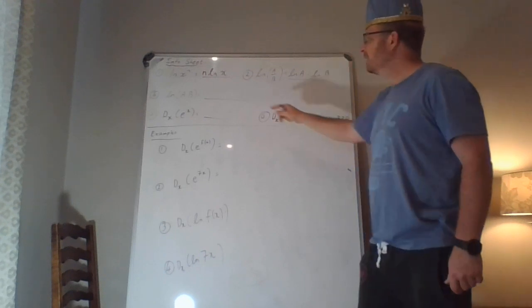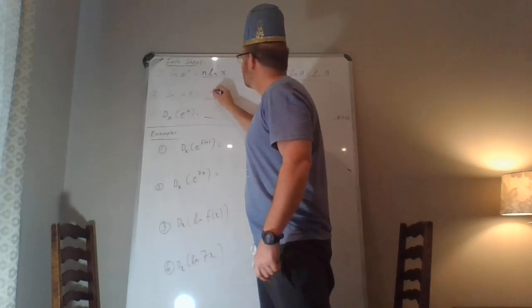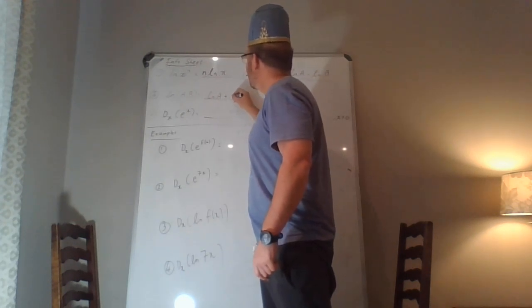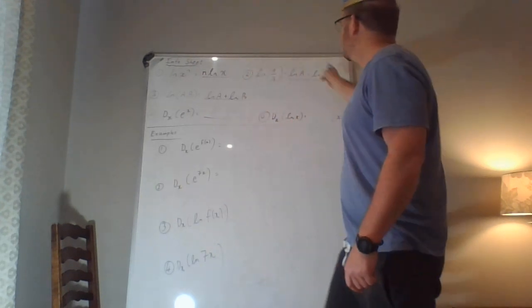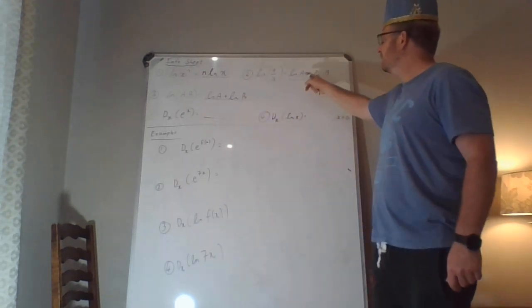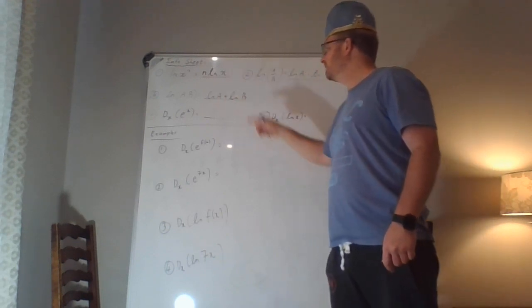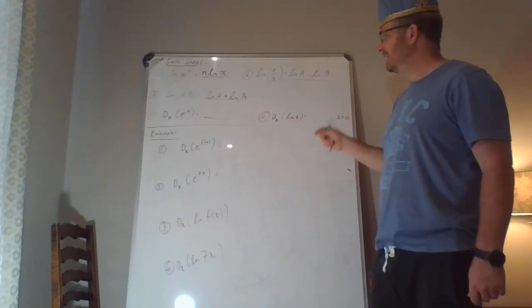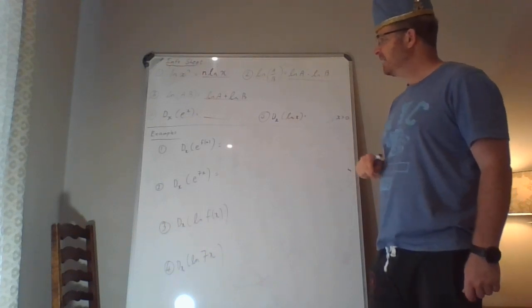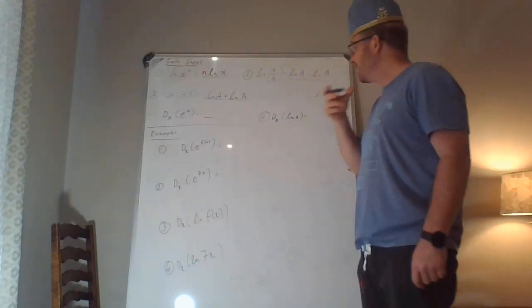ln a times b will be equal to ln a plus ln b, and remember you've got to be able to work in both directions. ln a minus ln b is the same thing as ln a over b. ln a times b is the same thing as ln a plus ln b. There's no law for log a times log b.